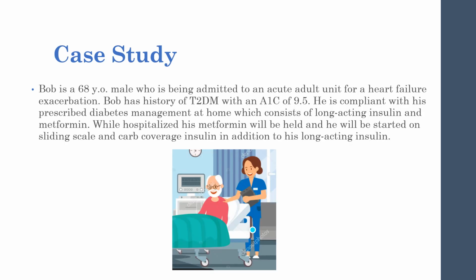We will now be following Bob throughout 2 days of his hospitalization to help his nurse optimize his insulin management. Bob is a 68-year-old male who is being admitted to an acute adult unit for heart failure exacerbation. Bob has a history of type 2 diabetes mellitus with an A1C of 9.5. He is compliant with his prescribed diabetes management at home, which consists of long-acting insulin and metformin. While hospitalized, his metformin will be held and he will be started on sliding scale and carb coverage insulin in addition to his long-acting insulin.